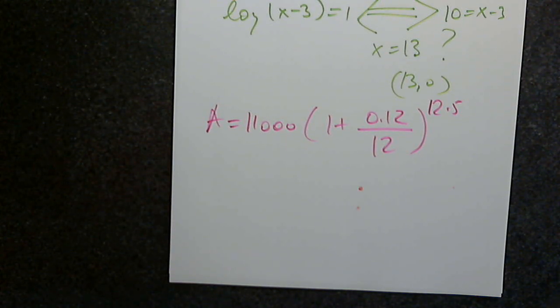Always put parentheses around the denominator. Always put parentheses around quantities under the square root. So be careful with that.